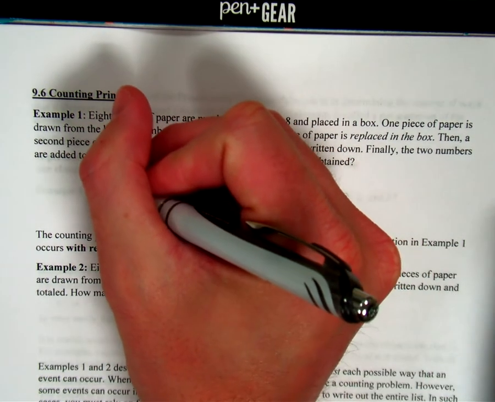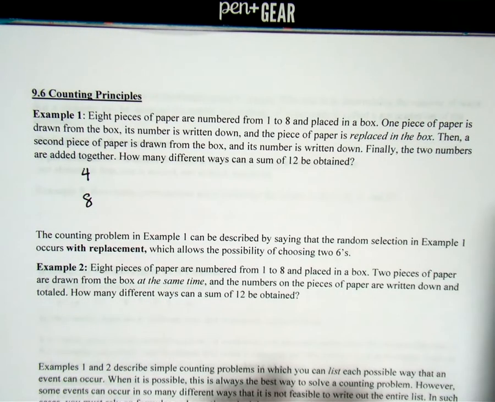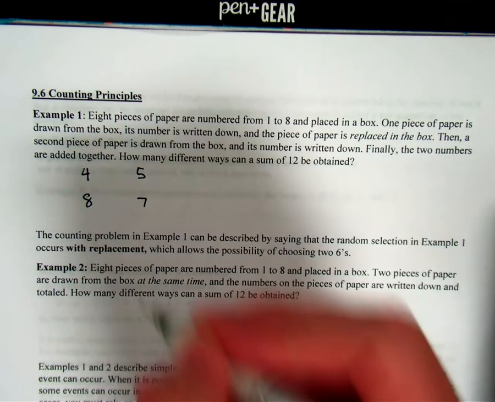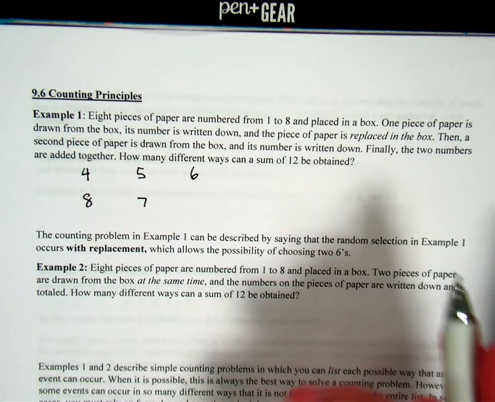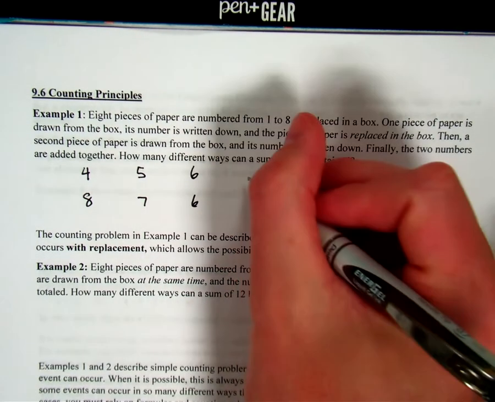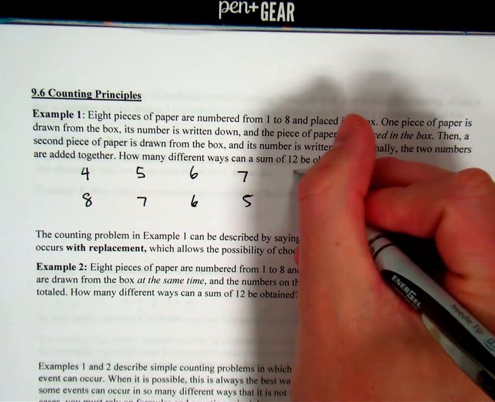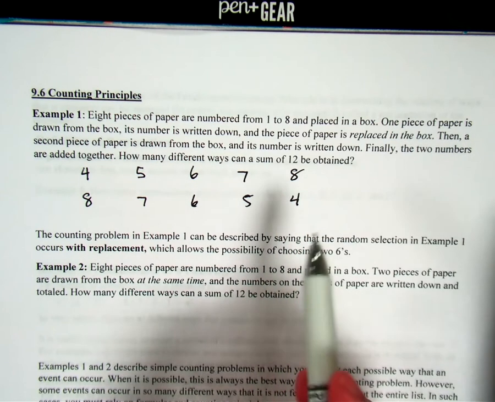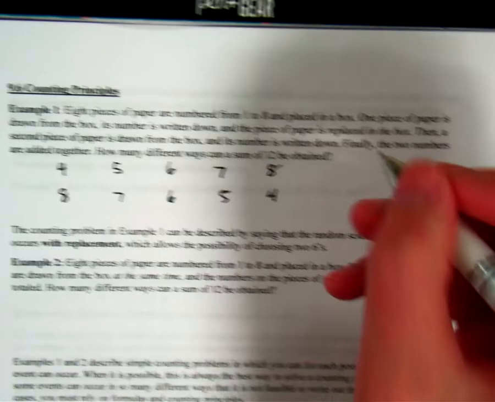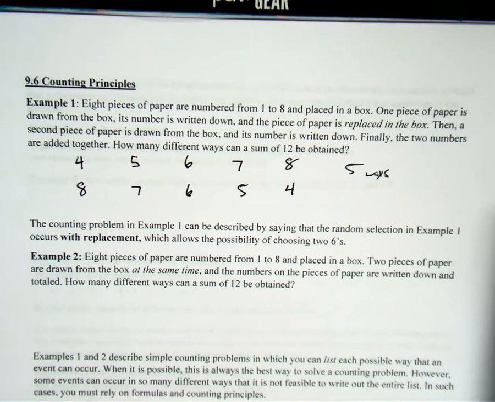So we could go with 4, 8, 5 followed by 7, 6, put the 6 back in the box, and then we get 6 again. You could have 7 first and then 5, or 8 and then a 4. So that's 1, 2, 3, 4, 5 different ways that we could come up with 12.